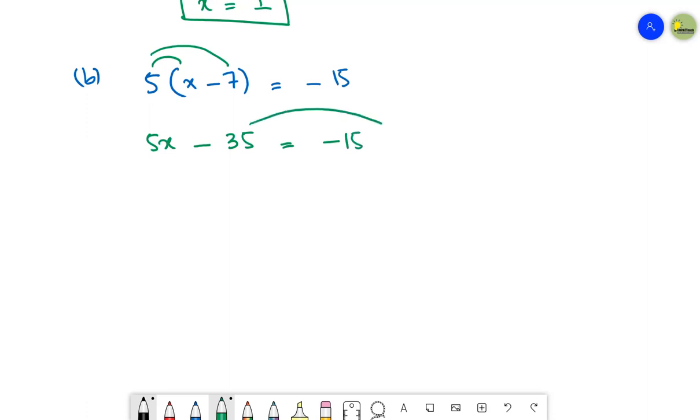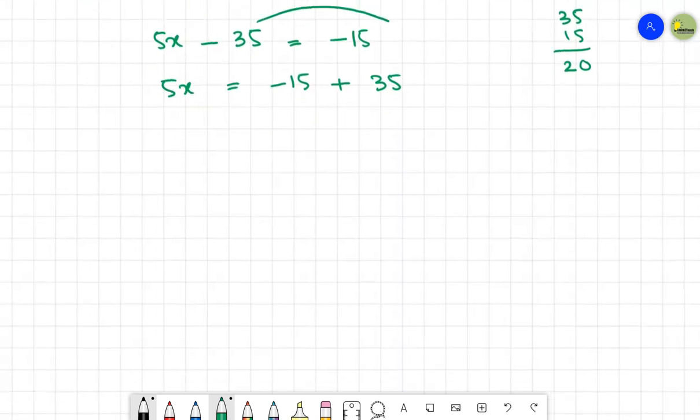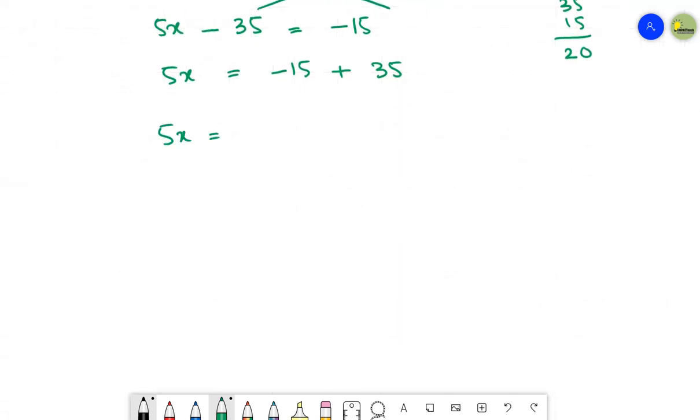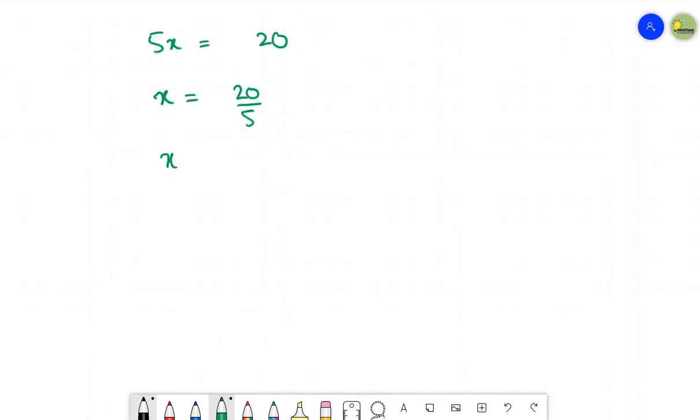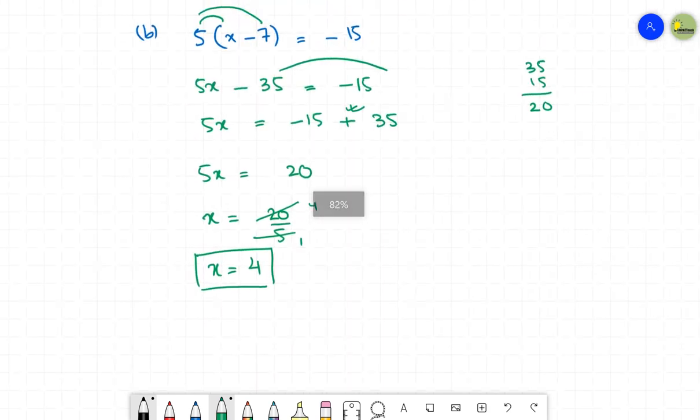Now, minus 35 shifted to the other side, it becomes plus 35. Minus 15 plus 35. Just subtract both the values. 5 minus 5 is 0, 3 minus 1 is 2. So it will be 20. 5x equals to 20 with a positive sign. Why? Because 35 has a plus sign. Now, for value of x, you need to divide 20 by 5. 5 ones are 5, 5 fours are 20. So the value of x that is calculated is x equals to 4. In this way, I have done part B. The answer is x equals to 4.